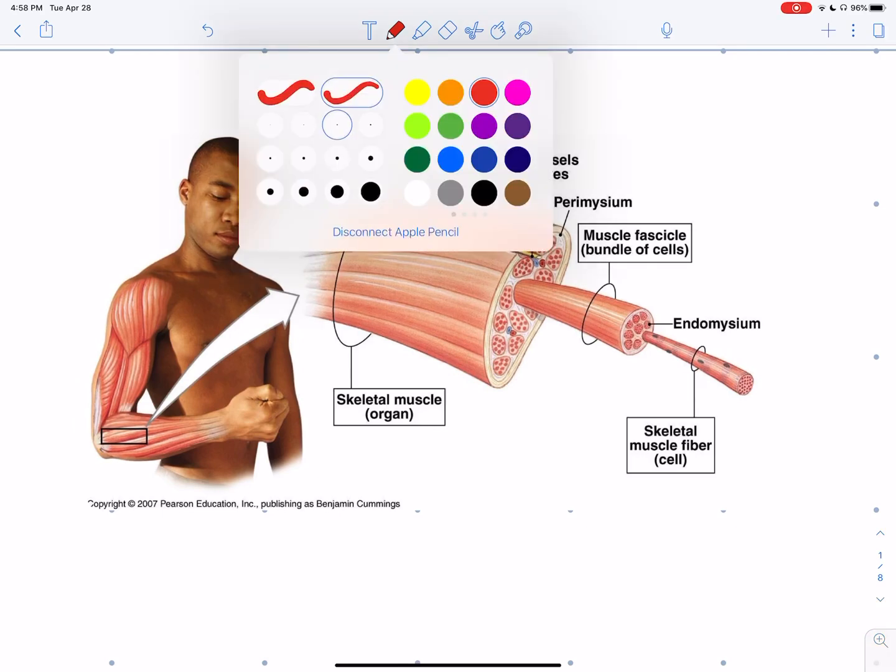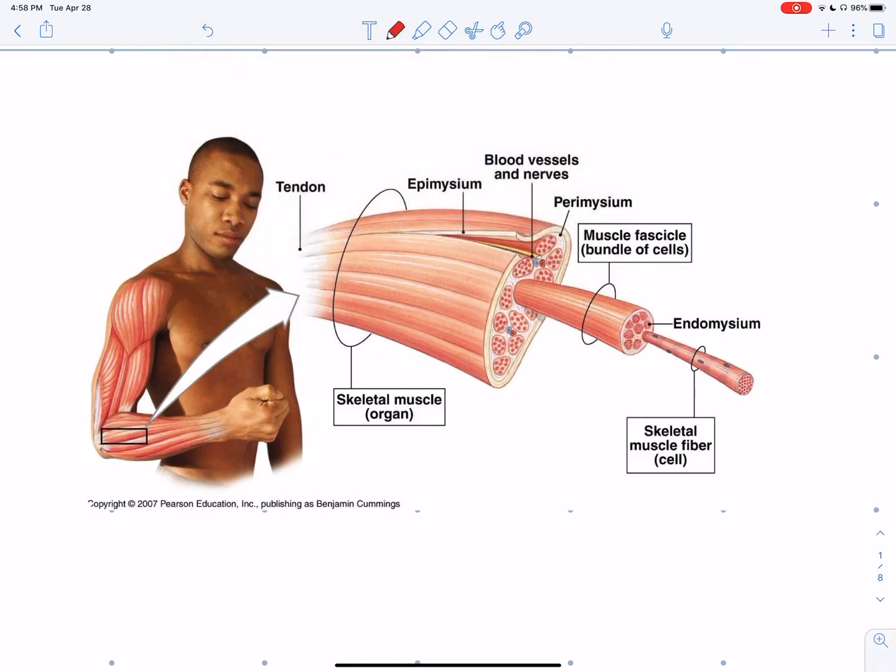Hopefully you've been practicing those muscles which came on your lab, so you can call me and we can go over those. Bicep is one of the ones that you have to know, so that's the skeletal muscle.